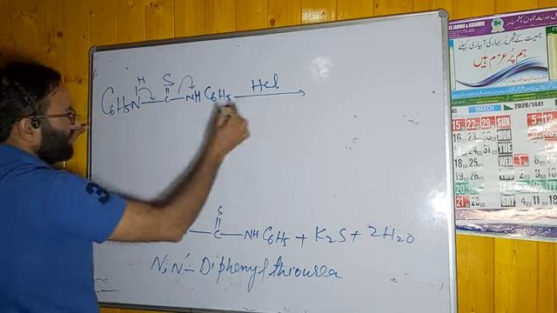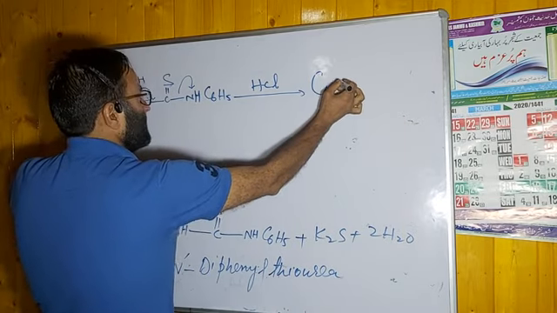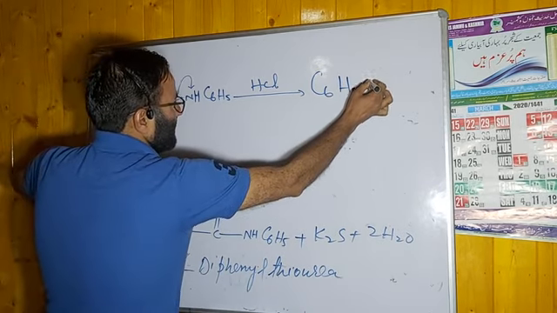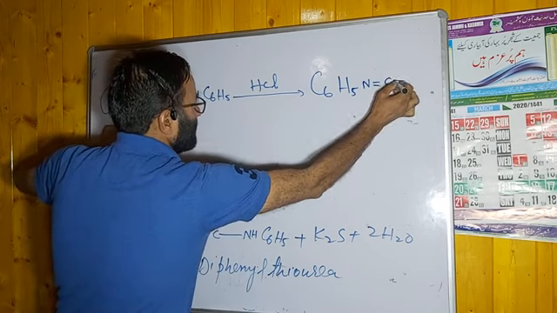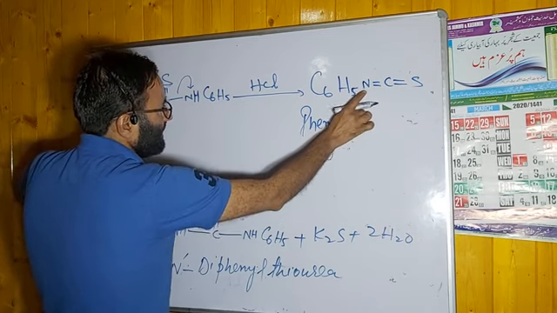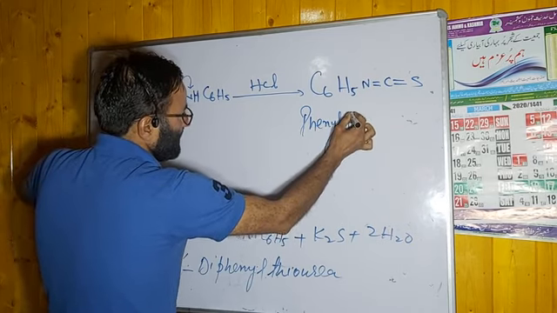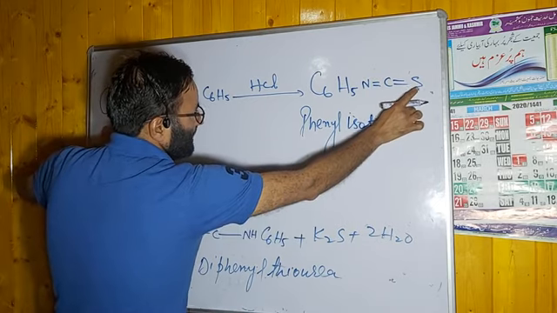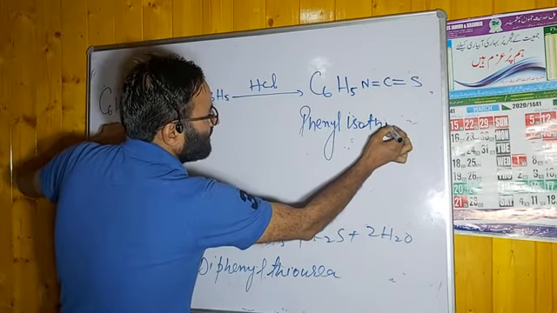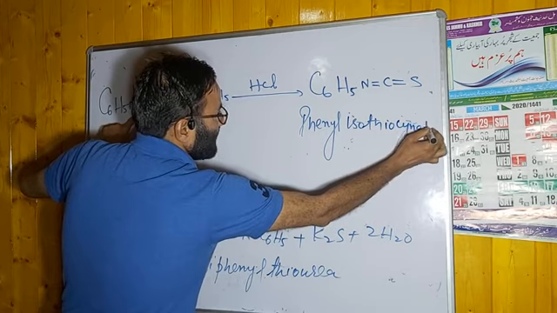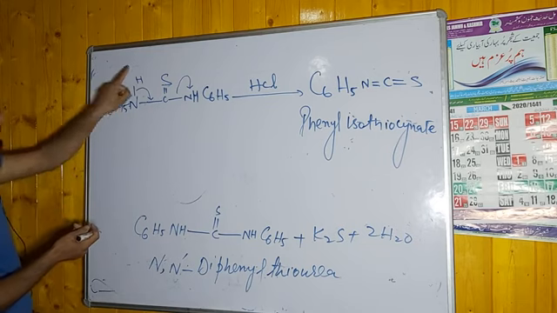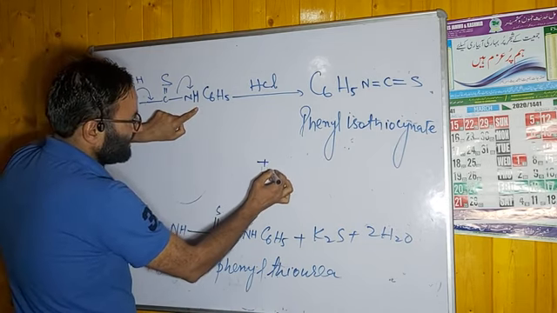First we see the main product. The main product is C6H5N double bond C double bond S. It is phenyl isothiocyanate. If there were oxygen here, it would be phenyl isocyanate. But here there is sulfur, so it will be phenyl isothiocyanate. Come to this point. And what will you have? You have aniline now. Plus you will get aniline.